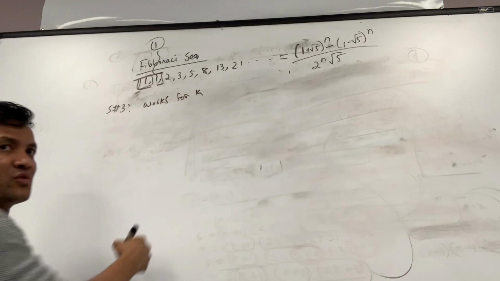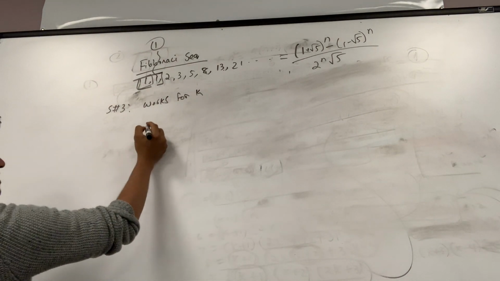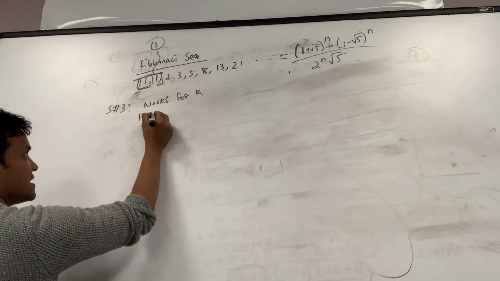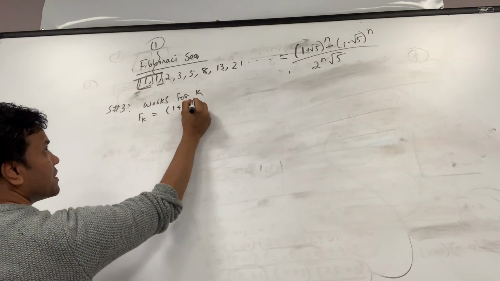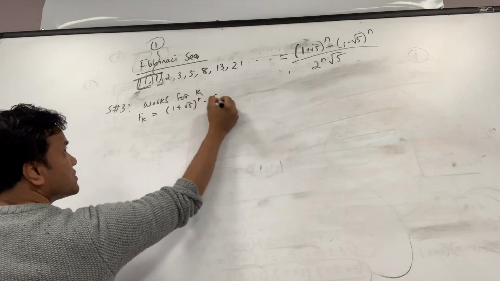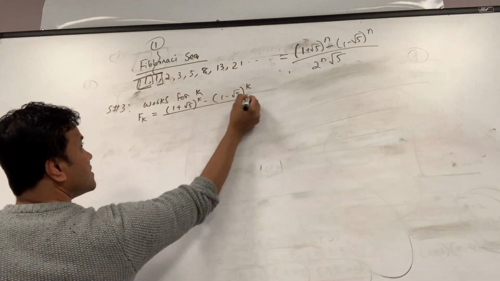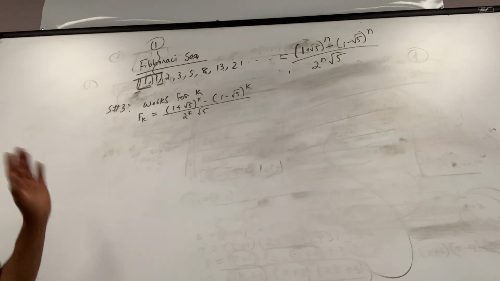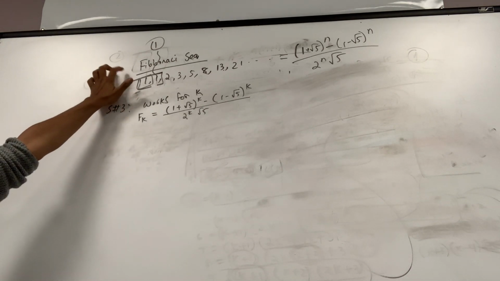Since we have the background, we kind of try to understand it. It works for k. That means we're going to write f of k is equal to 1 plus root 5 to the k minus 1 minus root 5 to the k, over 2 to the k root 5. You see, we are doing the same thing, but this one is going to be a little bit complicated because it's a recursive function. And this is the most elegant recursive function.